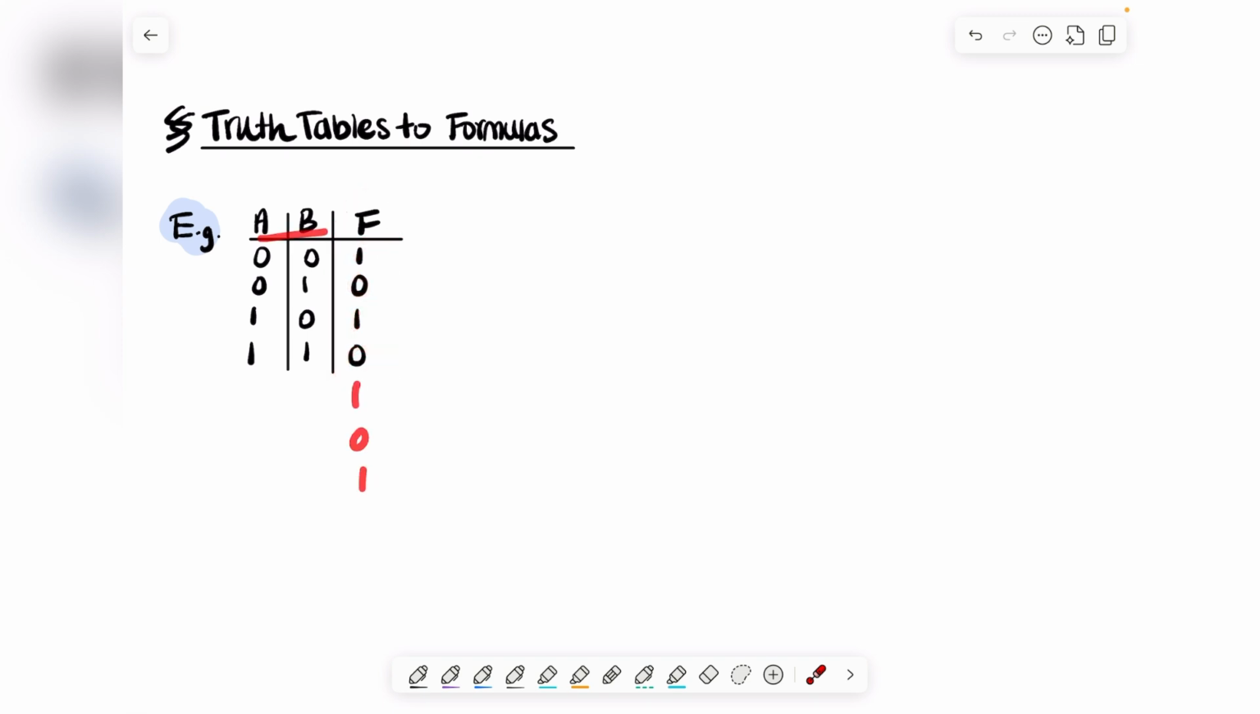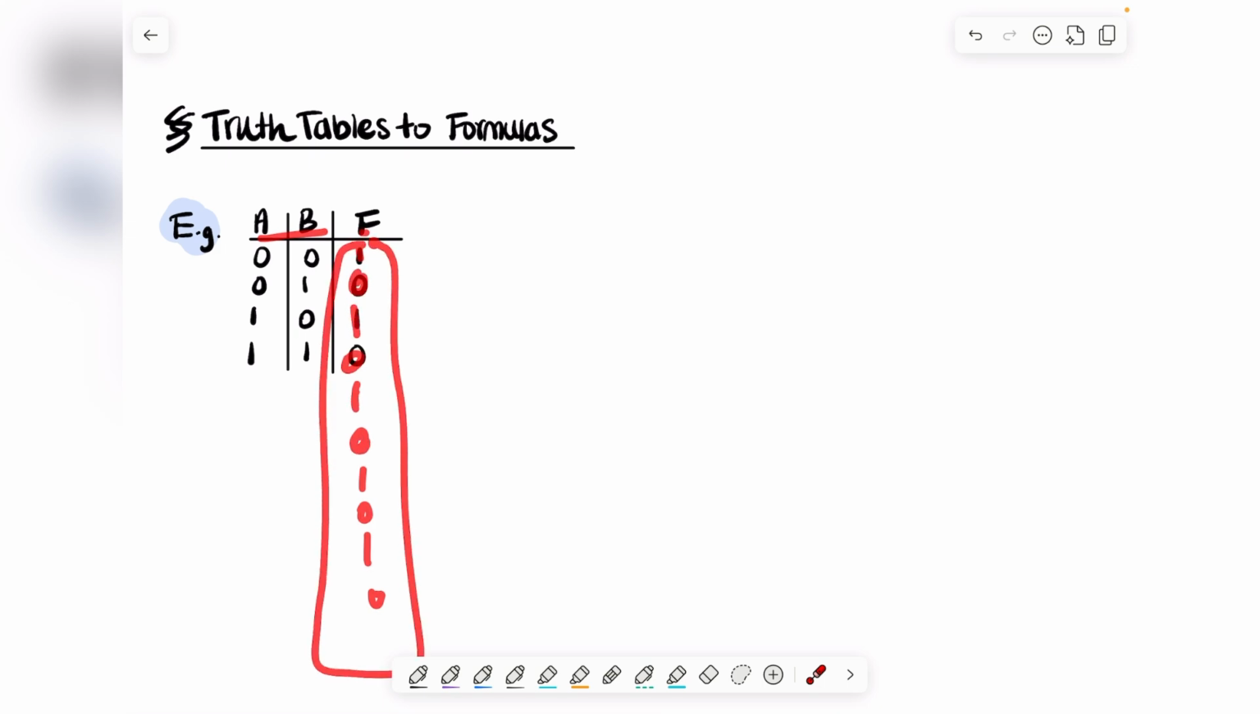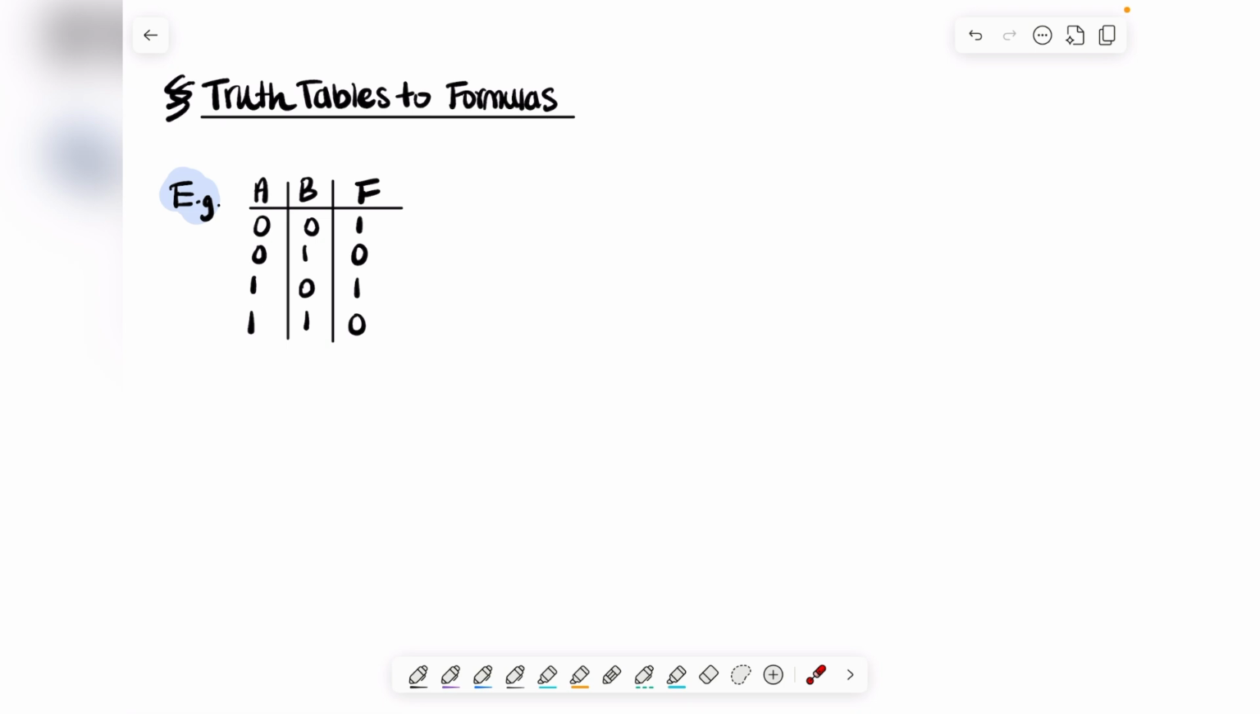But what if we had many more outputs? Instead of defining F to be 1, 0, 1, 0, 1, 0, and so on, it could be a long list of outputs. The question becomes, is there a less tedious way to do this? Is there a more compact way to represent all of the outputs of a truth table depending on what A and B are? And the answer is yes. That thing is called a formula. Now, there are three methods to find a formula that represents a truth table.